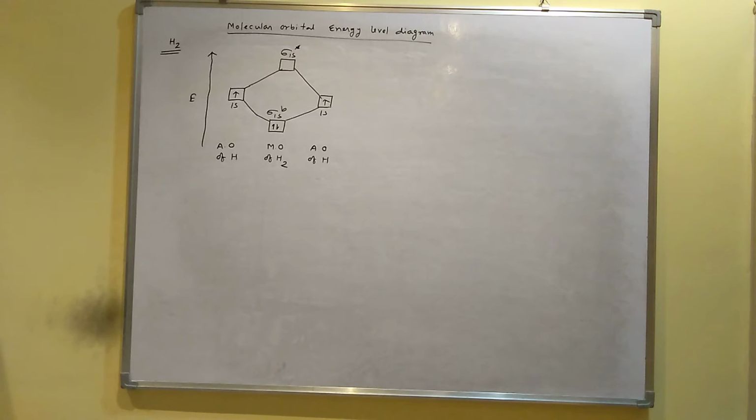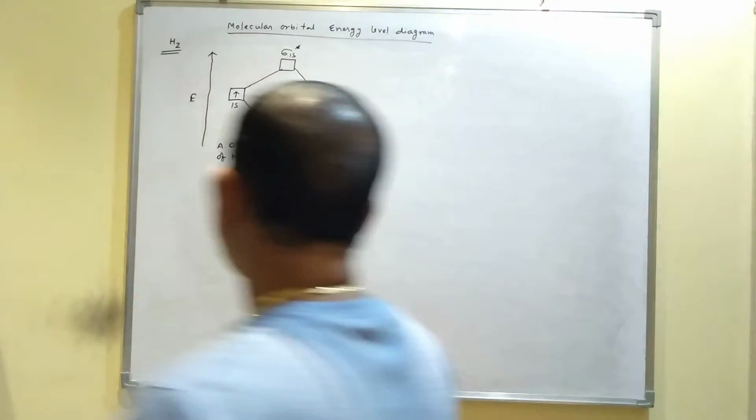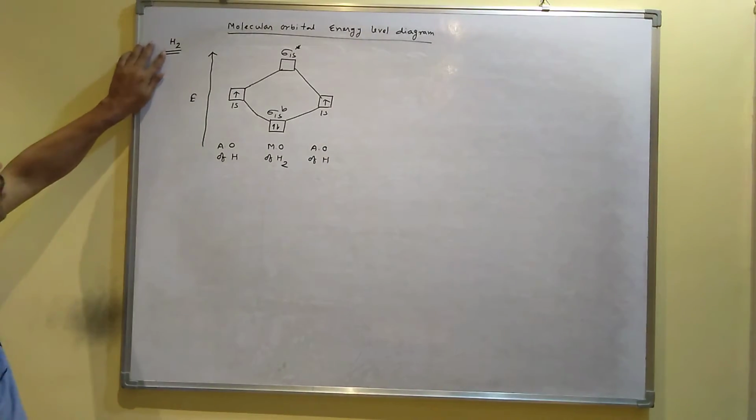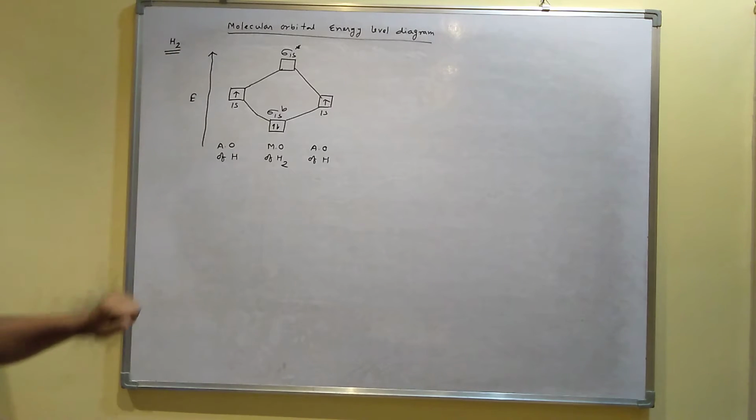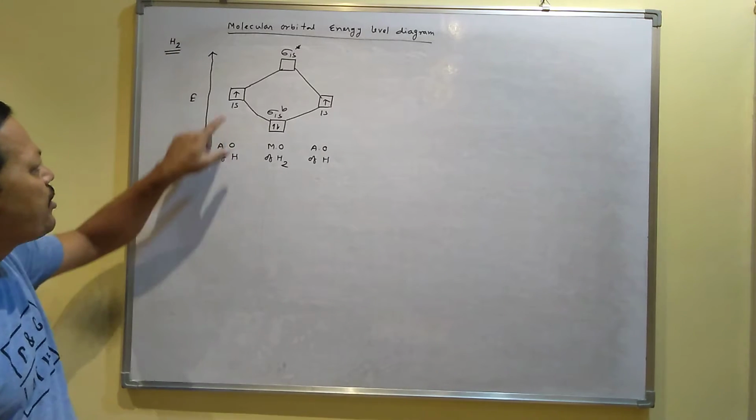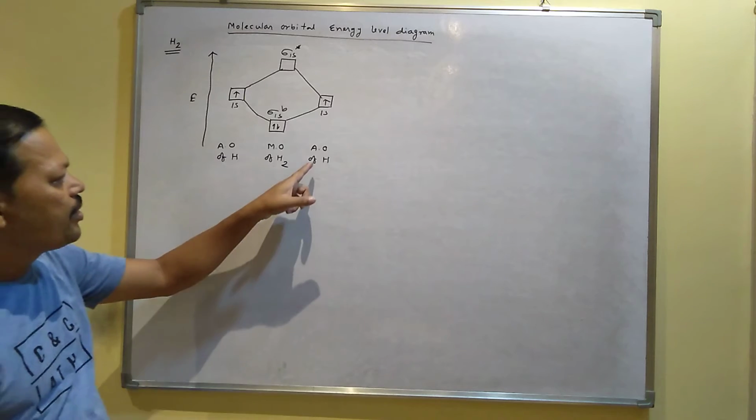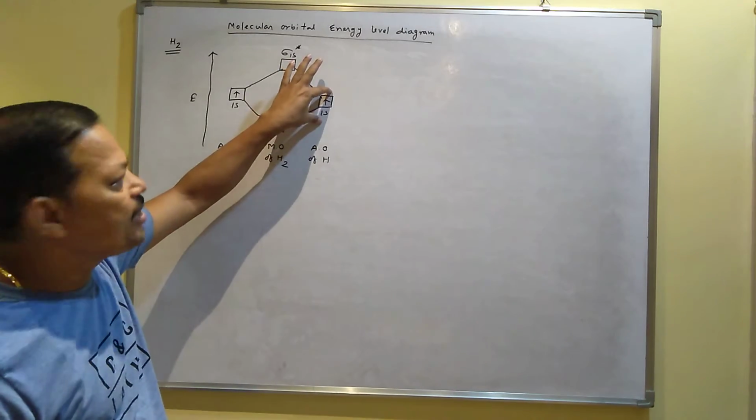Good morning, students. Yesterday we did the molecular orbital energy level diagram, and this is the diagram for hydrogen molecule. In last class we have done this. This is the atomic orbital of a hydrogen atom. The 1s orbital contains 1 electron. This is the atomic orbital of the other hydrogen atom.